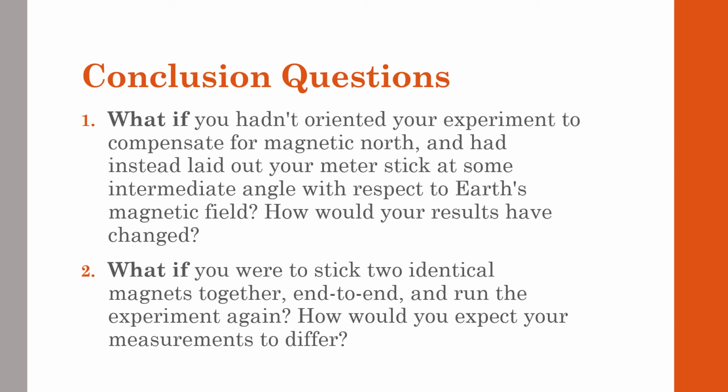The first question asks for us to consider if we hadn't oriented our experiment to compensate for magnetic north of the Earth. The reason that we did this was to consider the magnetic field of Earth as negligible. Otherwise, there would have been more error and difference between the computational and observed model.